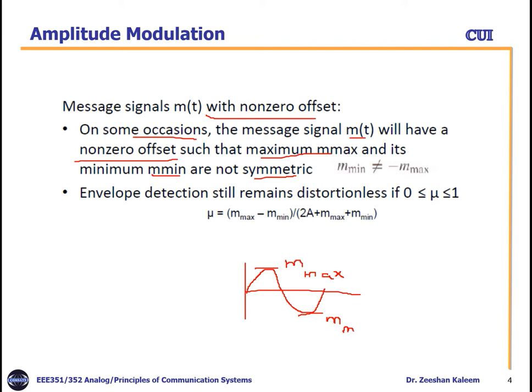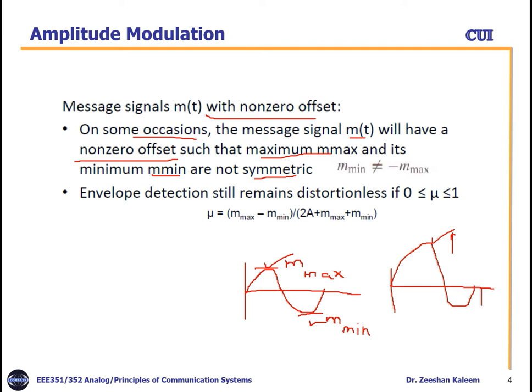So they are saying that it is not symmetric. It means that in some scenarios, the signal's m max value is different from the m min value. It means its signal looks something like that, high and low. Now you can clearly see the difference. This value is higher, right? And this value is low, right?